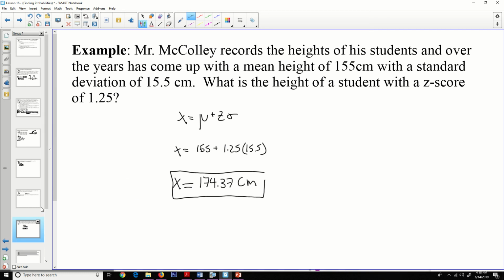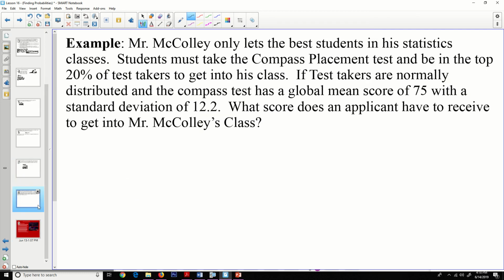All right, moving on. Mr. McColley lets only the best students into his statistics classes. Students must take the COMPASS placement test and be in the top 20% of test takers to get in the class. If the test takers are normally distributed and the COMPASS test has a global mean of 75 with a standard deviation of 12.2, what score does an applicant have to receive to get into my class?